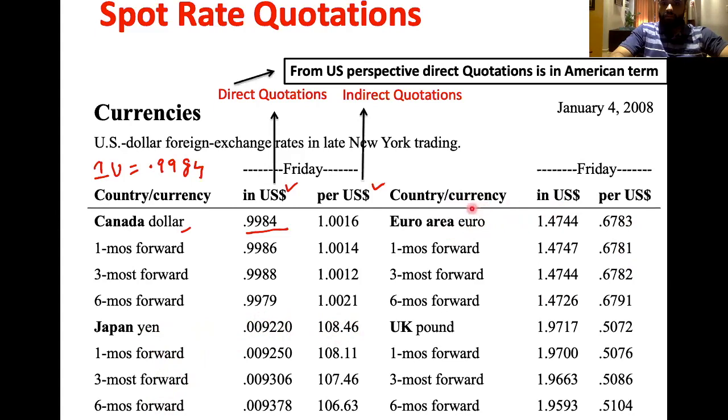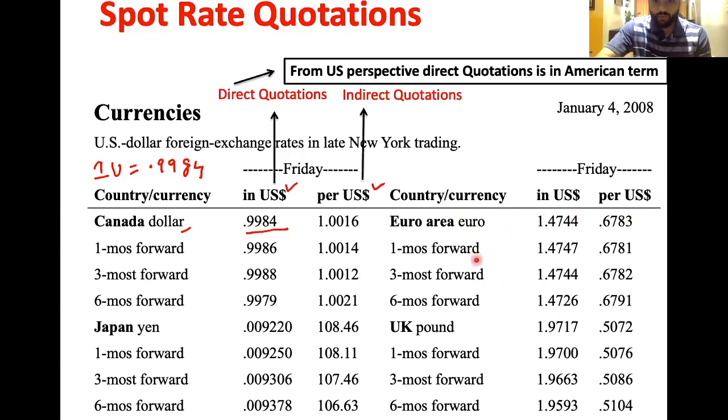Next is the euro per US dollar, right? The value of 1 euro equals 1.4744 dollars, and the value of $1 equals 0.4783 euro, right? So the value of one USD, and the value of 1 euro in USD, right?